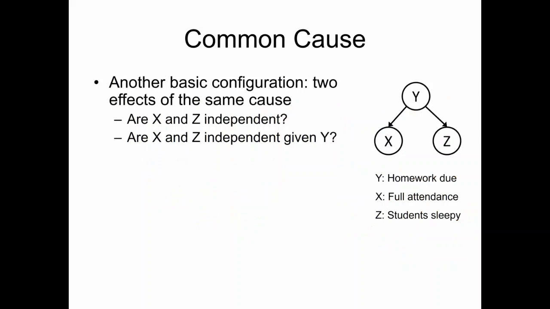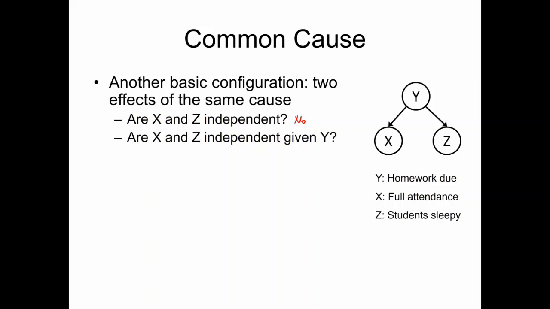The second structure is common cause, where we have two random variables dependent on a single random variable. For example, we could have the class being full and students being sleepy, both dependent on whether the homework was due the night before. And we can ask the same questions. First, are x and z independent? And the answer is no. Because, for example, if we know that the class was full or not, then we have some sense of whether the homework was due the night before or not. And that information, in turn, can be used to determine whether the students are being sleepy or not.